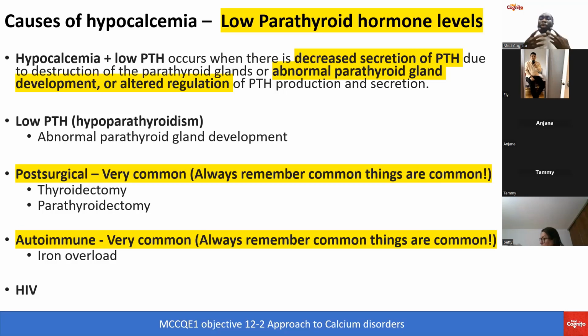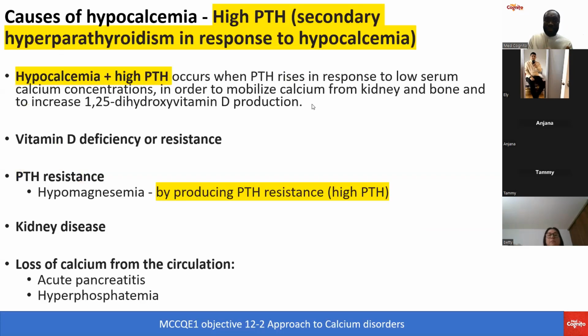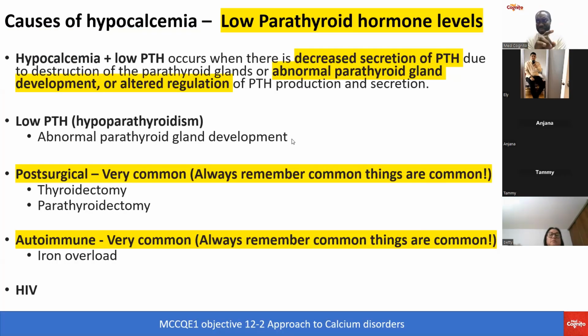Number 3, you also have some autoimmune conditions. And one of those conditions is iron overload. Number 4, HIV. Doctors, please pay attention to these. Patients who have abnormal parathyroid gland development, patients who had surgery to remove, say, the thyroid gland, and in the process, the parathyroid gland was also removed. Patients who have autoimmune conditions, and an example is a condition which causes iron overload, as well as patients who have infections like HIV.